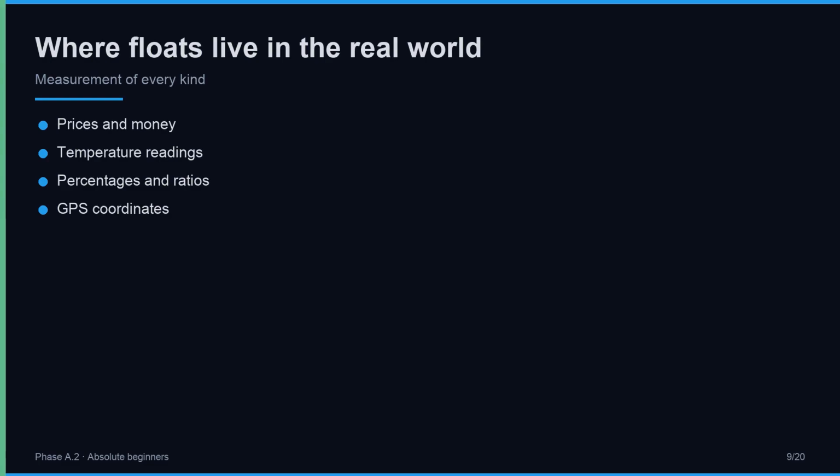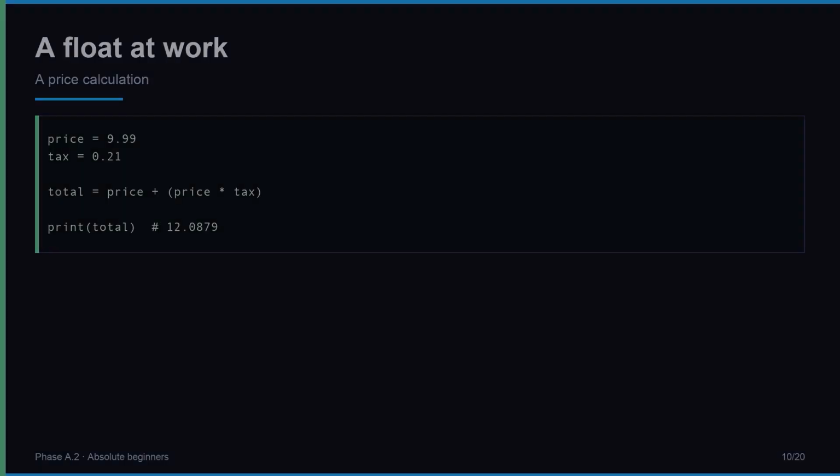Where do floats show up in real programs? Almost anywhere the real world is measured. Prices and money, because cents live after the dot. Temperature readings from a sensor. Percentages and ratios, like 0.5 for half. GPS coordinates, latitude and longitude, are floats because positions are continuous, not snapped to whole degrees. Anywhere a value can land between two integers, a float is the natural choice. Measurement of every kind.